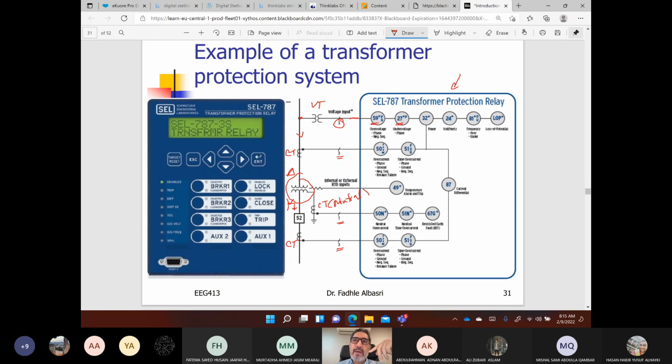according to the IEEE standards, where they have specified a number for each protection function. So when I say 59, it means overvoltage; 27 means undervoltage. But sometimes they add to that number a letter, P or Q. So P means for phase, Q means for negative sequence.